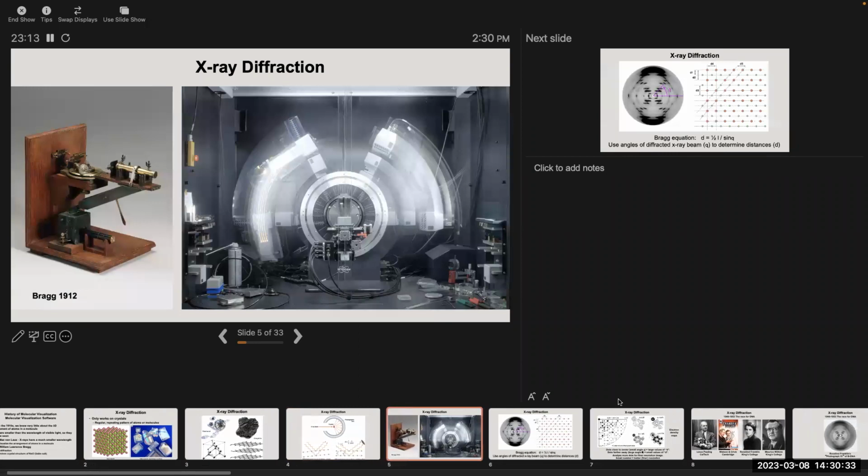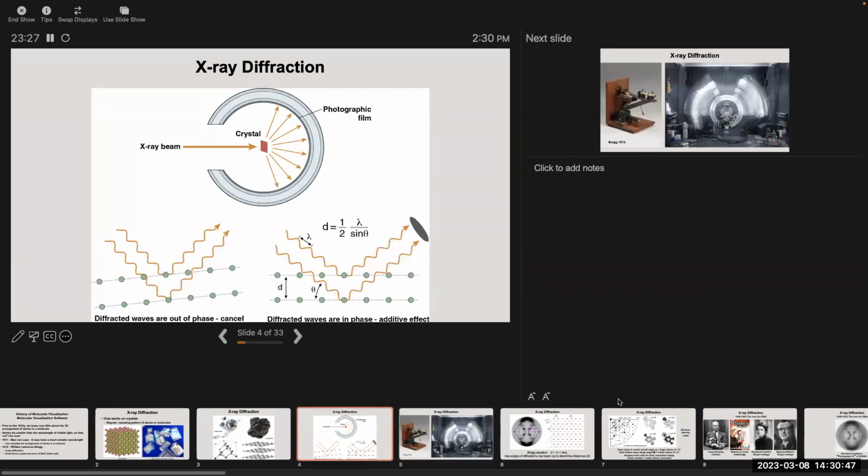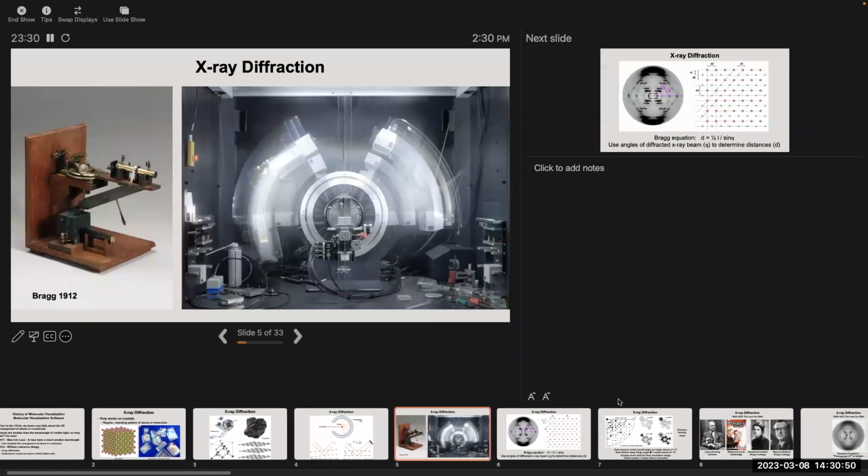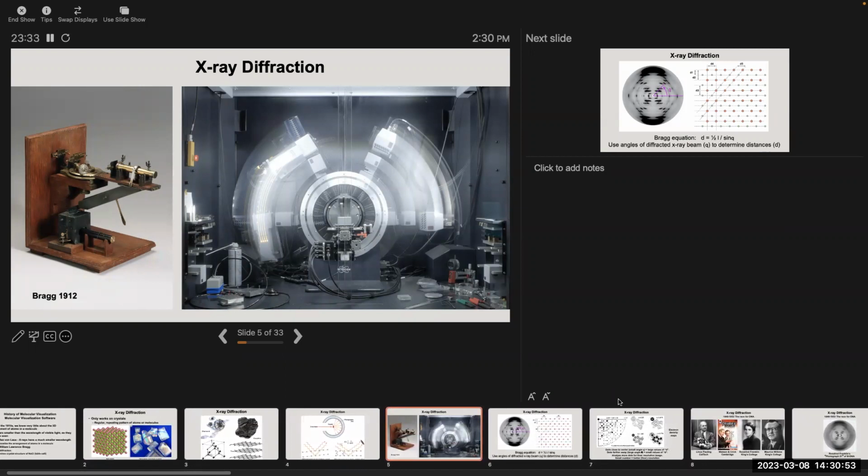So this is actually what the, whoops, if the projector will catch up to me. That's really annoying. That's never happened to me before, that we have such a lag time. There we go. This is what an X-ray diffraction apparatus looks like. The one on the left is the actual device that William Lawrence Bragg used in 1912 to solve the structure of sodium chloride. I love these old machines. They're so primitive looking. It's hard to imagine that that was a state-of-the-art, sophisticated scientific instrument at the time. Looks like something your grandpa would build in the basement.